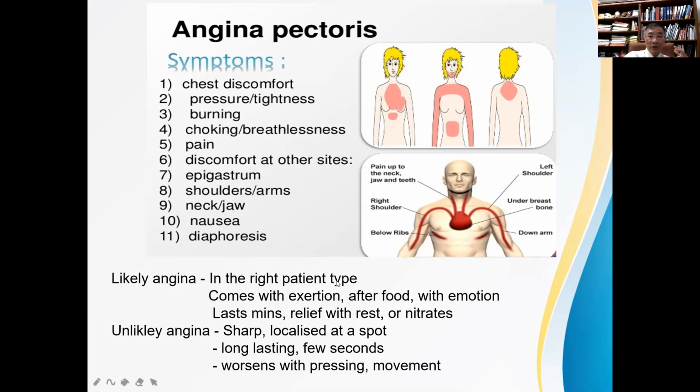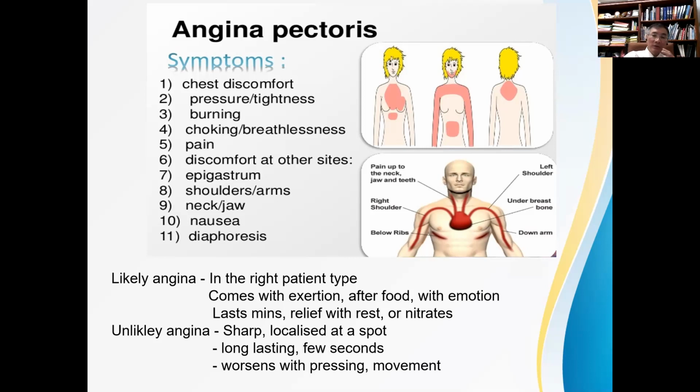Now, the discomfort of angina comes with exertion, after food, with emotion. It lasts minutes. If a patient has pain the whole day, it's very unlikely to be angina unless he would already be very sick. The pain of angina is relieved with rest or with nitrates. And pain that is sharp, localized to a spot.